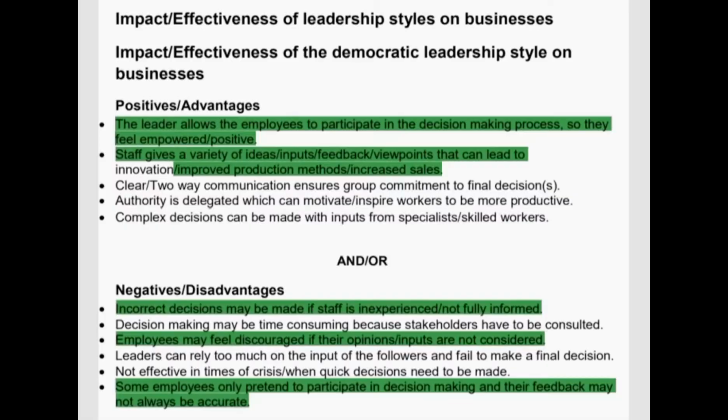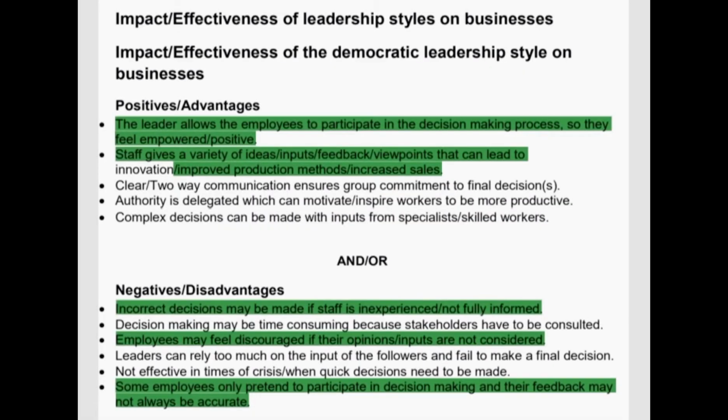Number 2, staff gives a variety of ideas that can lead to improvement of production methods. Staff gives different ideas that can lead to improvement of production method. On positive, I suggest that we only know 2.